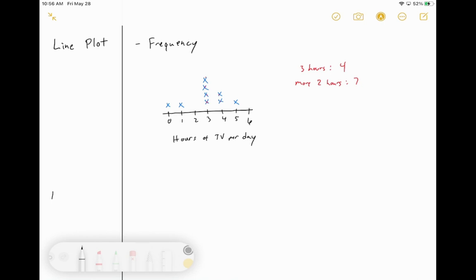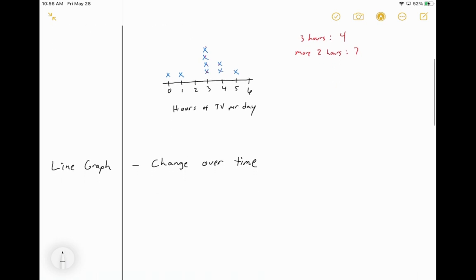Our next graph is called a line graph. And a line graph is great for showing change over time. Okay. So again, we can't use a line plot for everything. We can't use a bar graph for everything because, and you'll see right now how a line graph is useful for showing change over time. Okay, change over time. How did something change over a period of time?